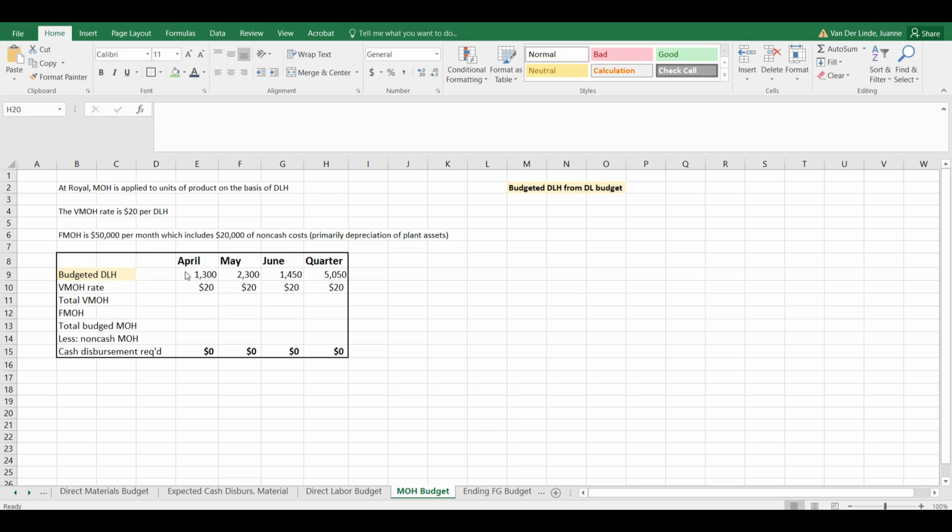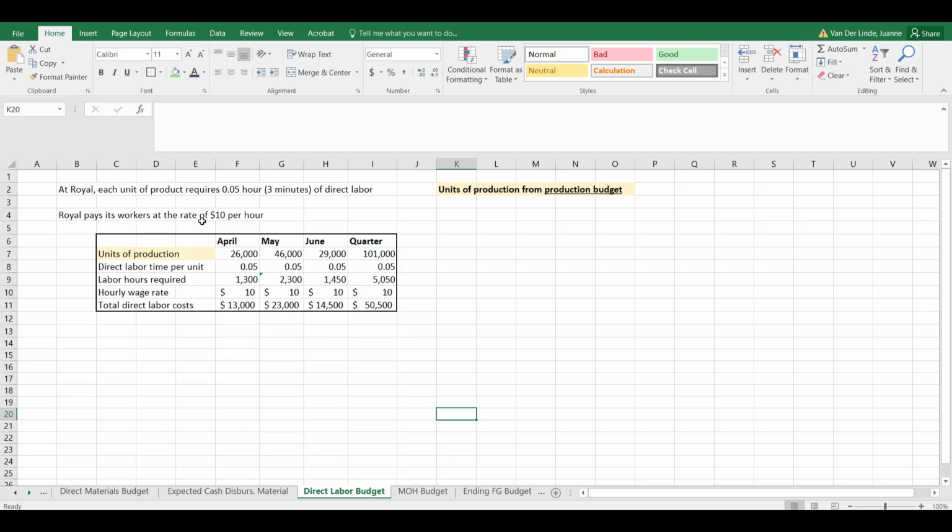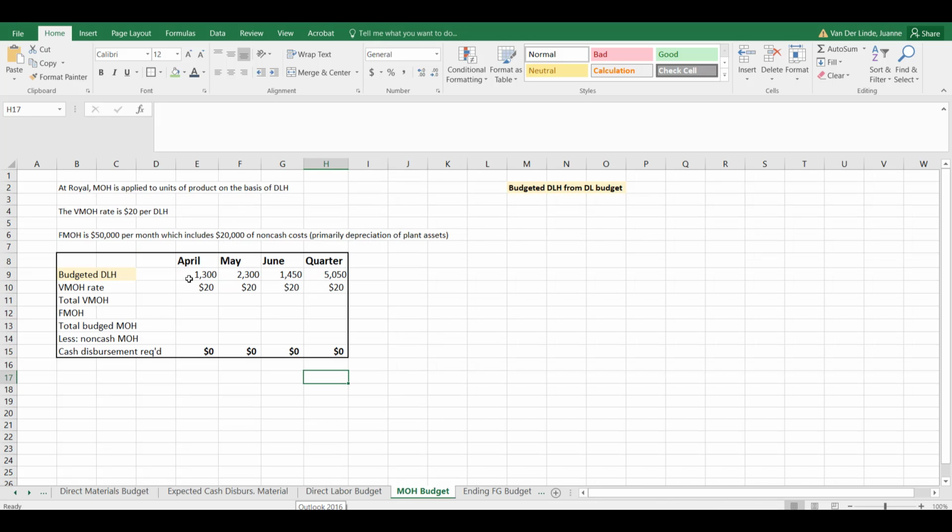So where did I get the budgeted direct labor hours for each month and for the quarter? Well, that simply came from our direct labor budget that we just completed. In the direct labor budget, we found out the total amount of direct labor hours required each month for the quarter. So I simply took those and we copied them over here. Now let's start with April. In April, I estimate that I will need 1,300 direct labor hours.